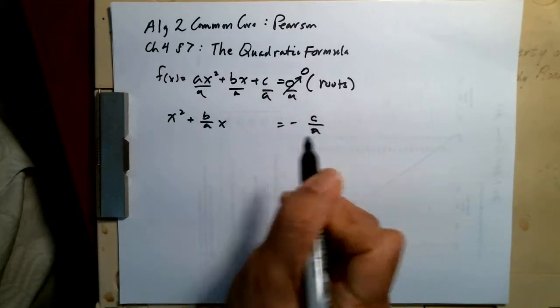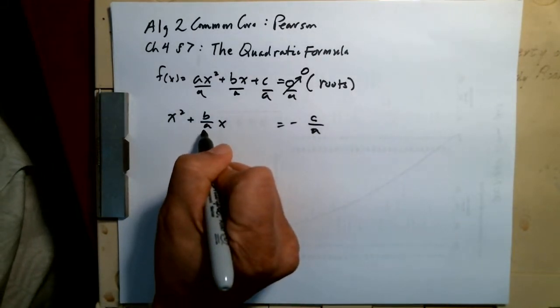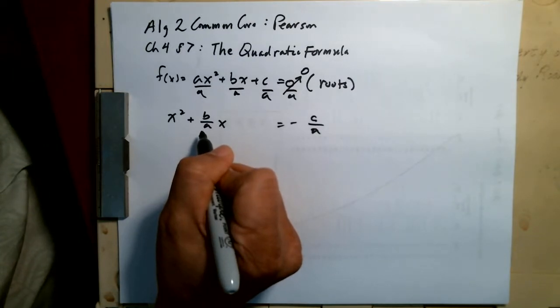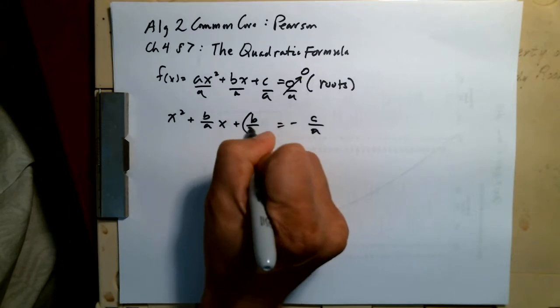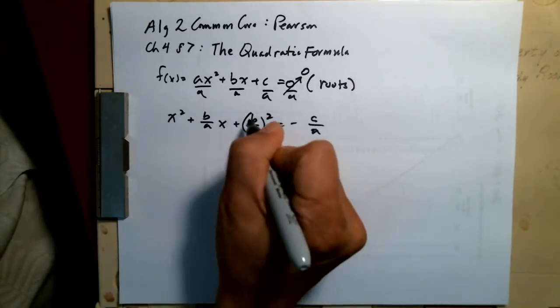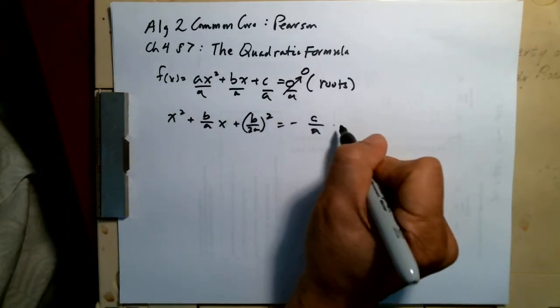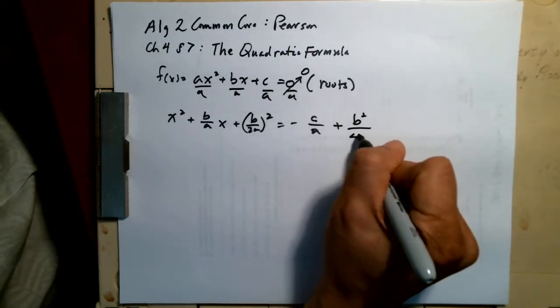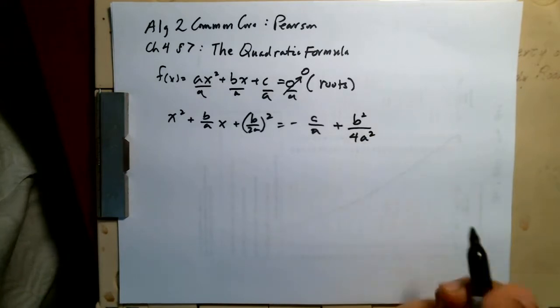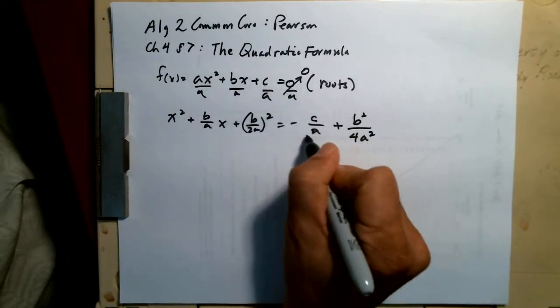To complete the square, I have to take this and divide by 2. That's what you learned from last section. So it becomes b over 2a. And then I'm going to just square that. If I square the right side, I square the left side. I'm going to add b squared over 4a squared. Okay, I'm going to add like terms.